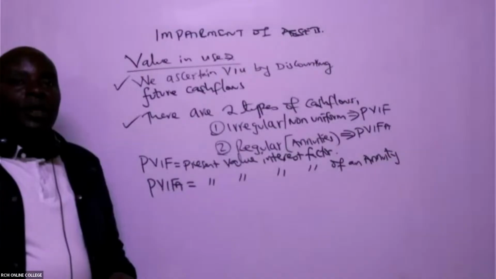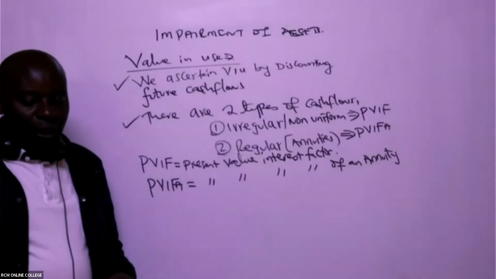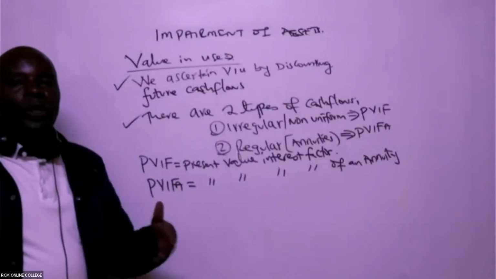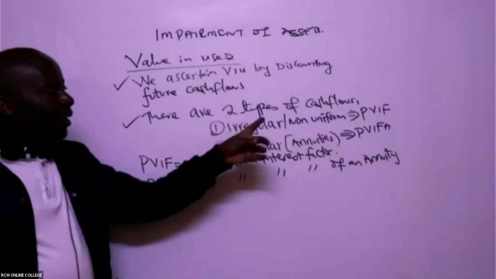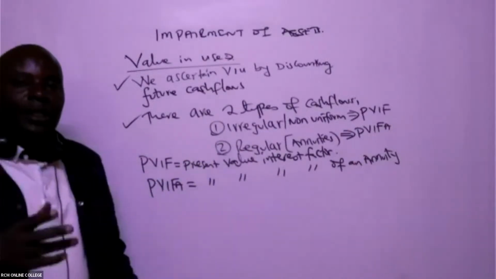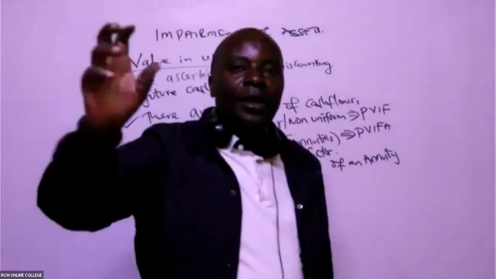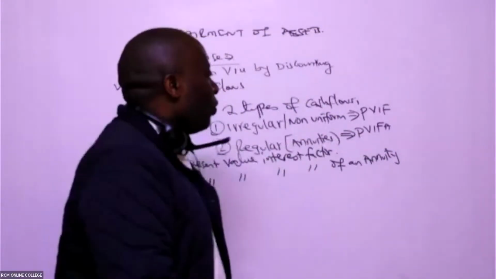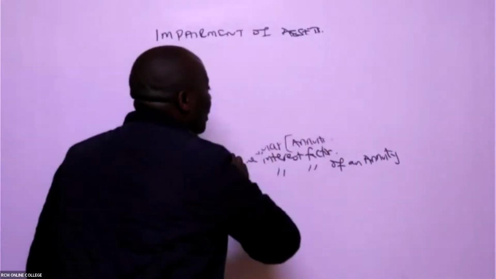Anytime we talk about irregular cash flows, like today you are getting 10, tomorrow you're getting 12, another day a different amount, then you shall always use PVF, present value interest factor. But if you get a situation where today you're getting 10, tomorrow 10, the other day 10, regularity, uniformity, we shall be using present value interest factor over an annuity. Please listen to me very well.